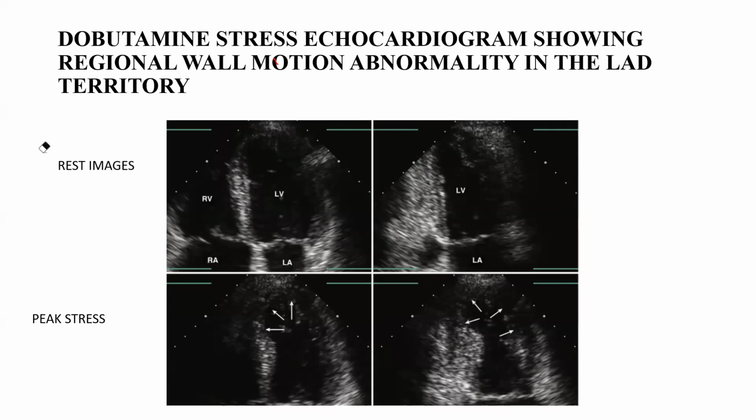So this also demonstrates similar findings, at rest and also on stress. The top images are rest images, apical 4-chamber, compared to the one below it, which is at peak stress with the dobutamine. And the arrow demonstrates that under peak stress, that area exhibited regional wall motion abnormality. The same was also shown for the 2-chamber.